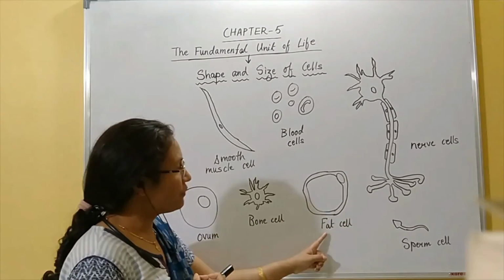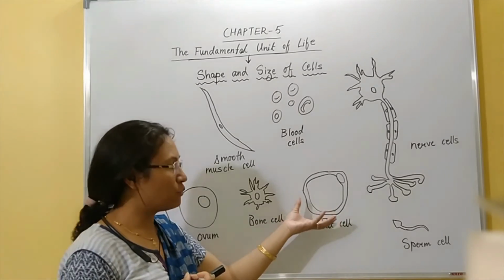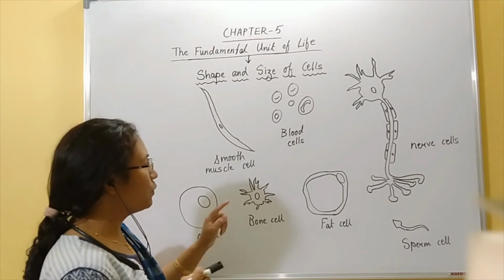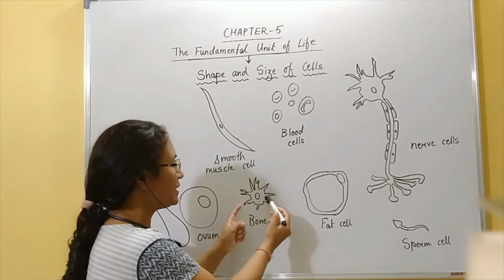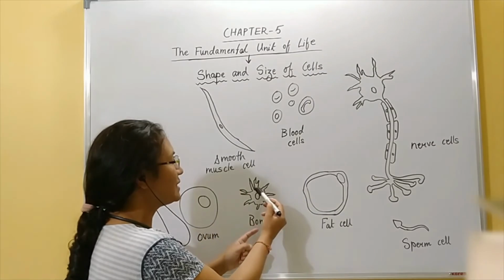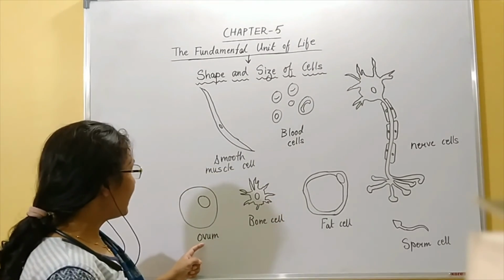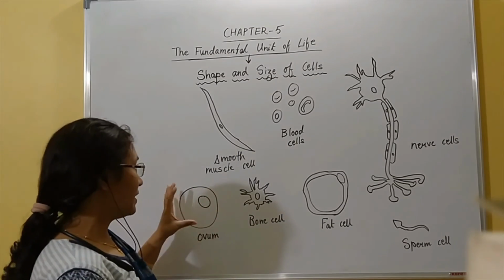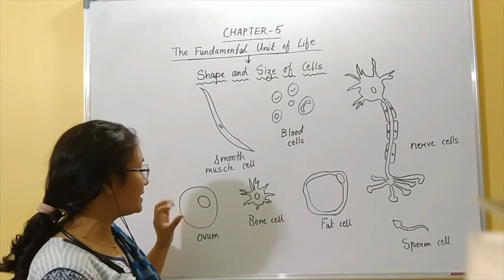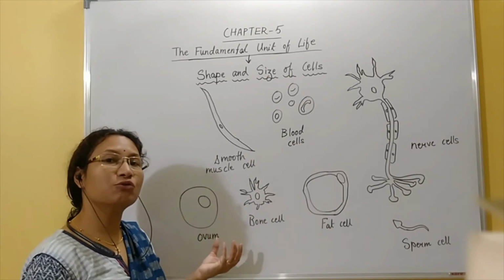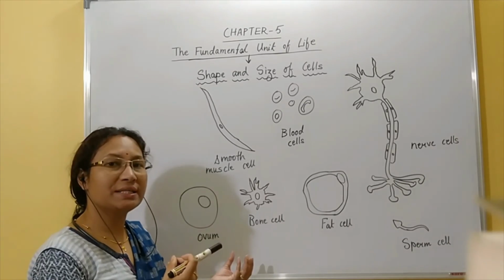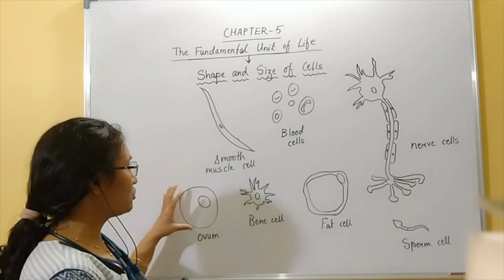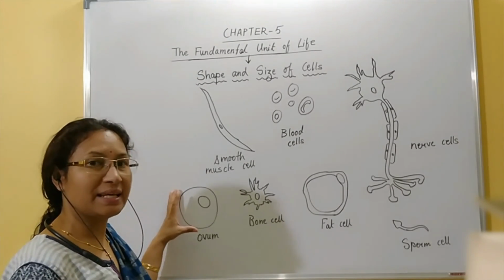Then look at this fat cell. It will be very big, roundish, and inside there will be a fat globule present. Then the bone cells. The bone cells, they are present in a space. Okay, this is an empty space inside which the cell is present. Then there is this ovum. Okay, and the ovum, it is very large in shape, large in size, and it has to accumulate a large amount of food material so that the growing embryo gets enough nutrition from it. So the size has to be large. So it is the largest cell in the human body.